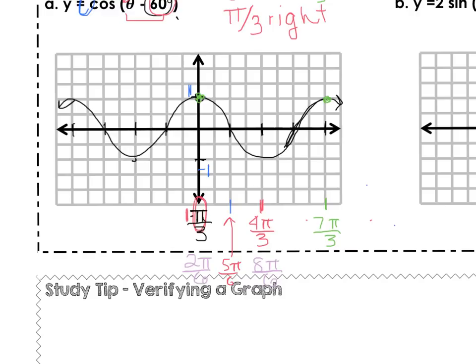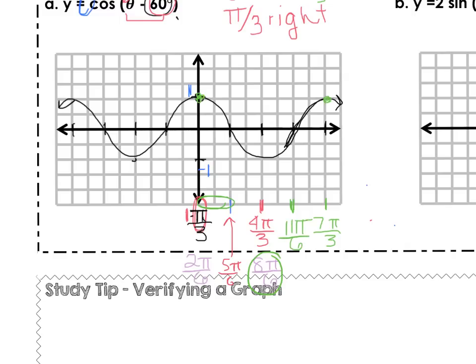Well, now let's think about what is the distance between coordinates here. The distance between 2 pi over 6 and 5 pi over 6 was 3 pi over 6, or pi over 2. So to get to this guy over here, I'm going to add, again, 3 pi over 6 to 8 pi over 6. 8 pi over 6 plus 3 pi over 6 is 11 pi over 6.